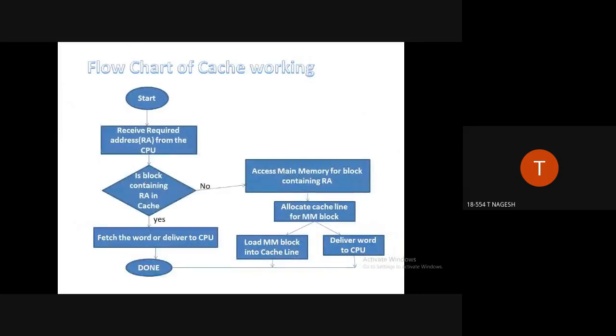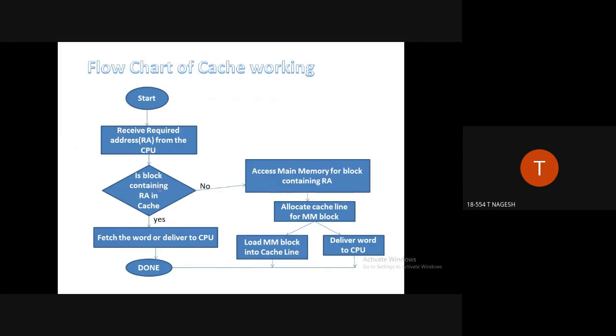So this working is represented in the form of a flowchart here. Every time, there will be a start. After the initiation of the retrieval process, the CPU will provide an address for the data that needs to be accessed. Any data is represented in the form of its address, right? It will be accessed through its address. So this required address, whatever the CPU wants, will be provided by the processor.